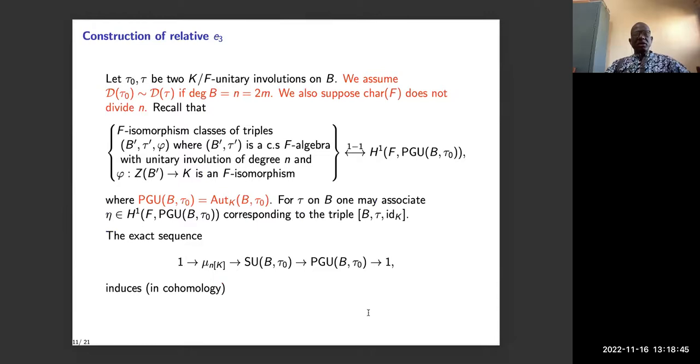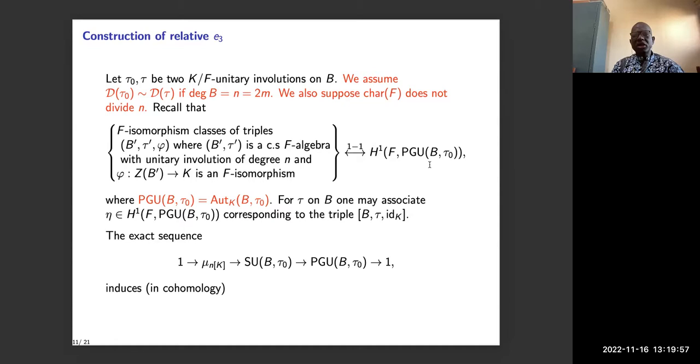Now, how does it work? Let tau zero and tau be two unitary involutions on B, and we assume that the discriminant algebras of tau zero and tau are the same in the Brauer group of F. This construction appears in Tignol's Hyderabad talk and in Alexandre Masquelein's thesis, which was done under Jean-Pierre Tignol's supervision. But in our work, they suppose that the discriminant algebras are trivial. In this talk, we only suppose that D tau zero and D tau are the same, the discriminant algebras are the same in the Brauer group of K.